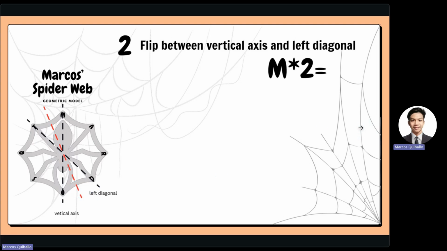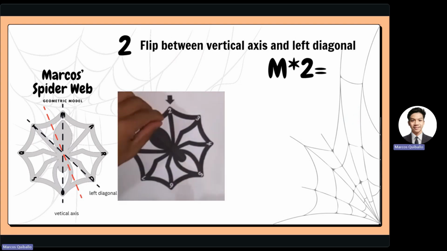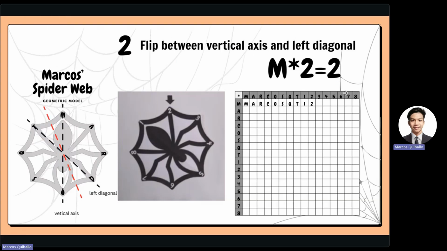So if we operate M as the initial point, 2 is defined as flip between vertical axis and left diagonal, as in our video, we will flip between vertical axis and left diagonal. So our resulting element is number 2. This is our table.